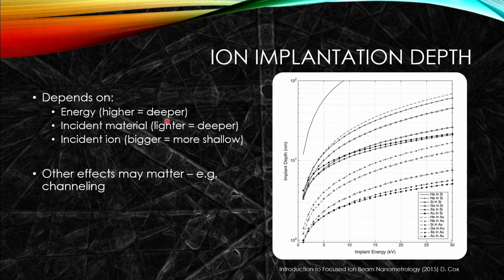But the rules of thumb are that with higher energy, the ions will go deeper into the material. If the ions are smaller and lighter, they might go deeper into the system. If the substrate, apologies, is light, then the ions can go further because they lose less kinetic energy due to the momentum transfer of the interaction of the incident ion and the lattice. And also bigger incident ions will typically go less deep into our material.